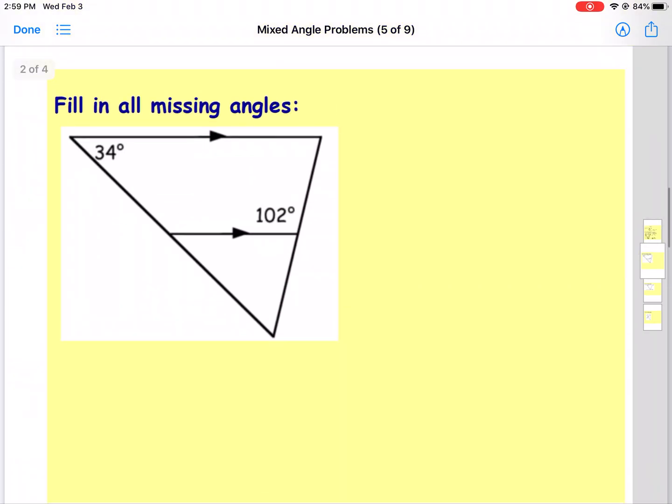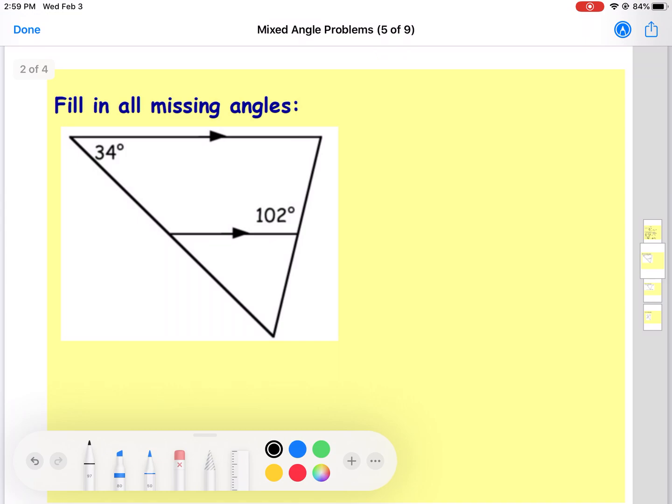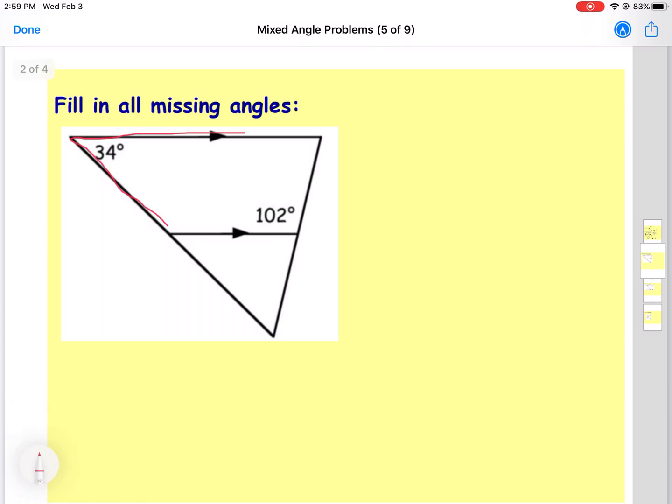Right, so the mixed angle problems are going to include problems of straight lines, of parallel lines, and of triangles, all in the one huge diagram. Okay, so this first diagram here, I want to fill in all of the missing angles. So the first thing that we might notice is that we've got some parallel lines, and I'm going to create F shapes. So I'm looking for F's and Z's whenever I've got parallel lines.